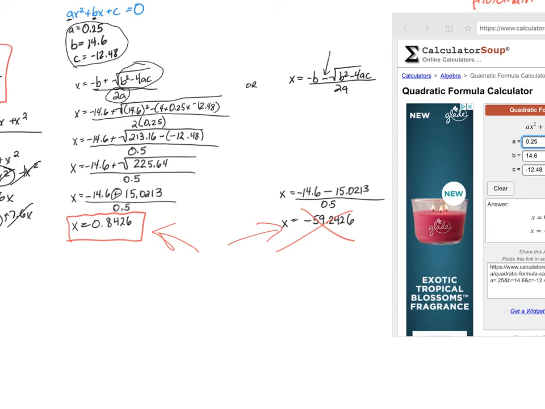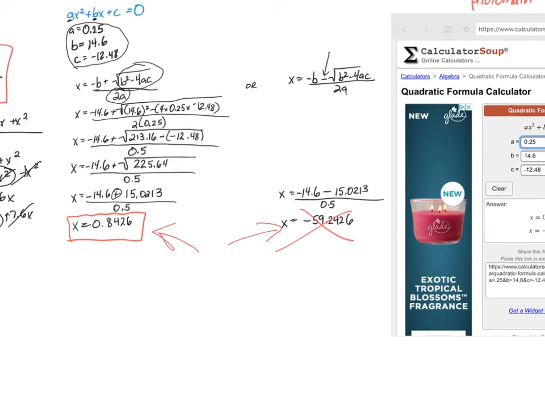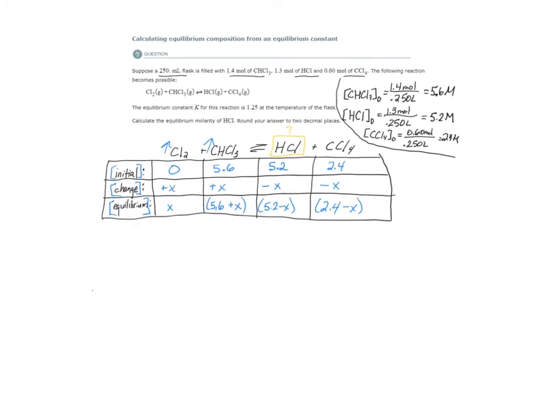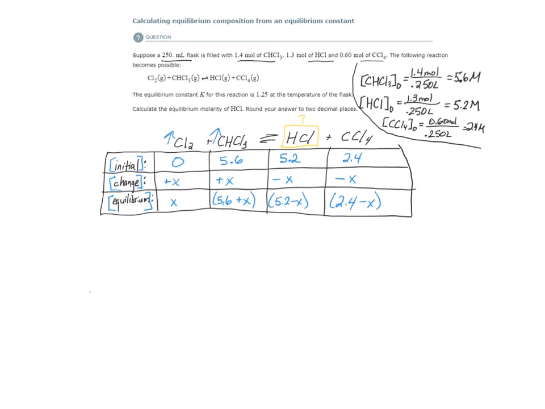So we have our value for X, 0.8426. Let's go back to the very beginning, right here. X is equal to 0.8426, and X represents a change in concentration, so let's put the unit there. Molar.